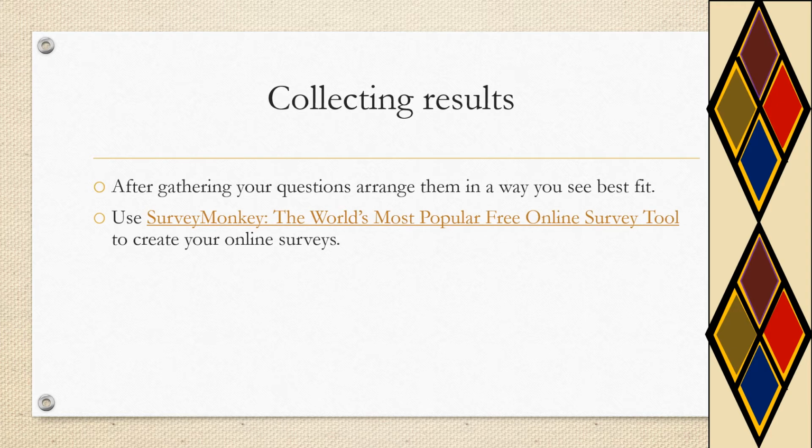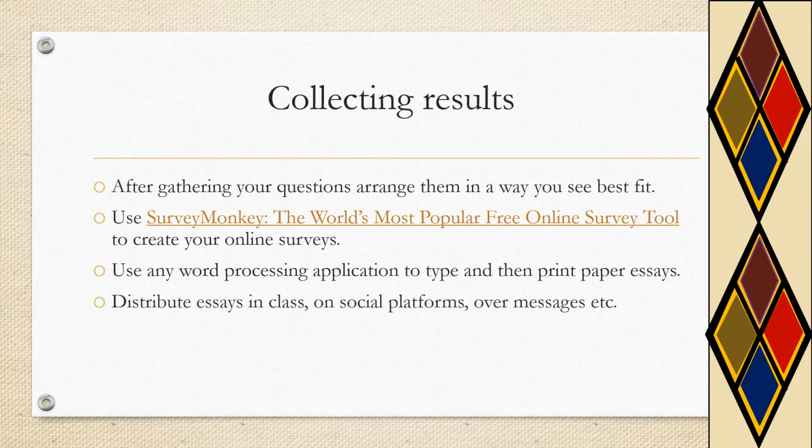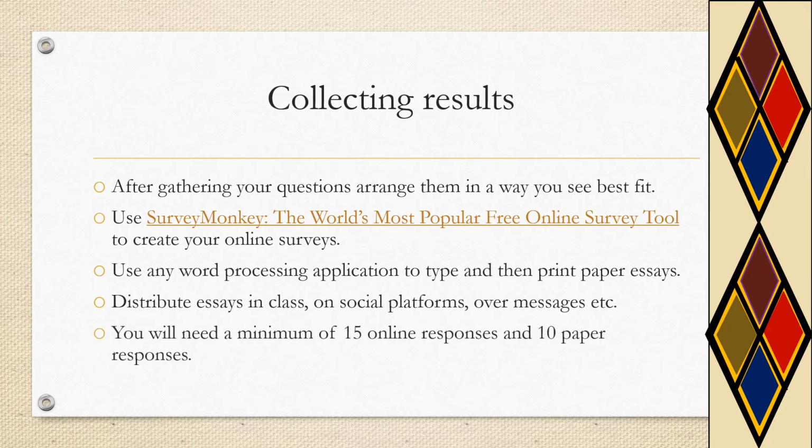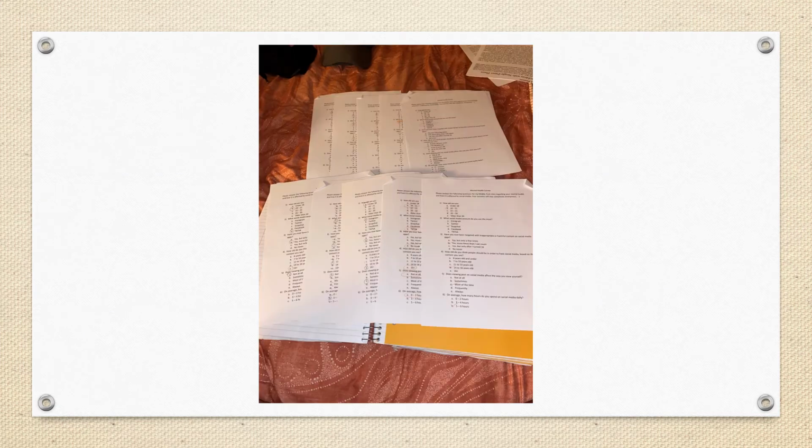Use SurveyMonkey to create your online surveys and use any word processing application to type and then print paper essays. Distribute essays in class, on social platforms, over messages, etc., whatever way you see best fit. You will need a minimum of 15 online responses and 10 paper responses. Here are my questions that I used in my paper surveys.